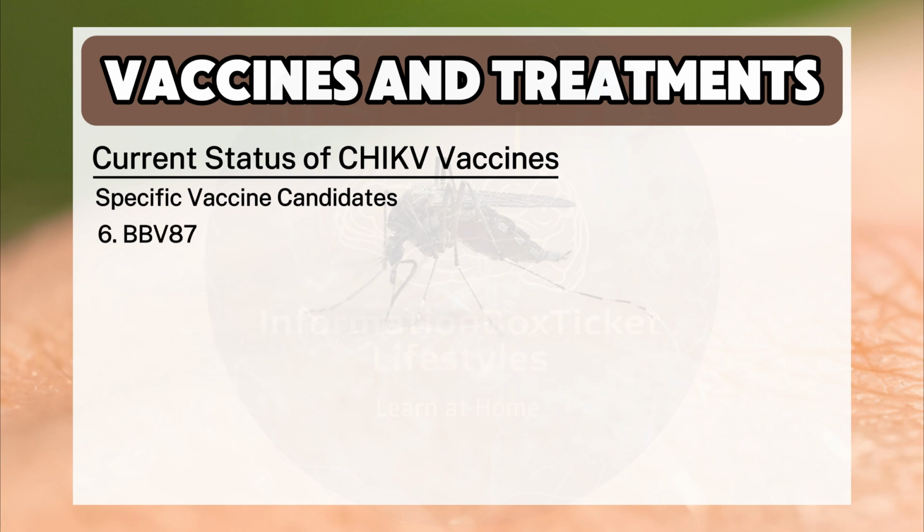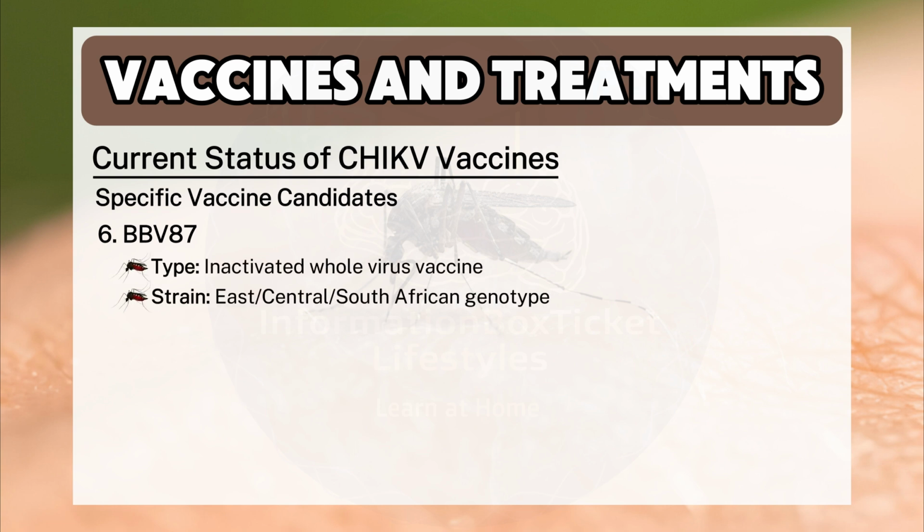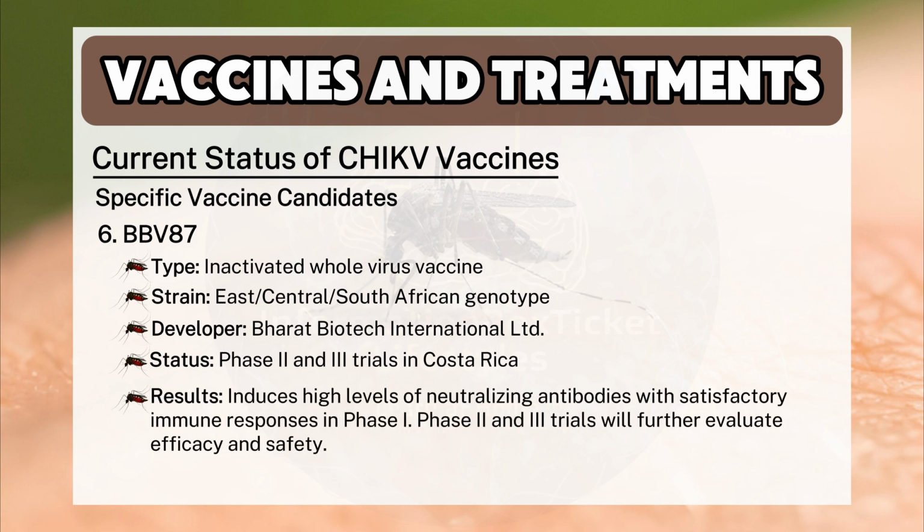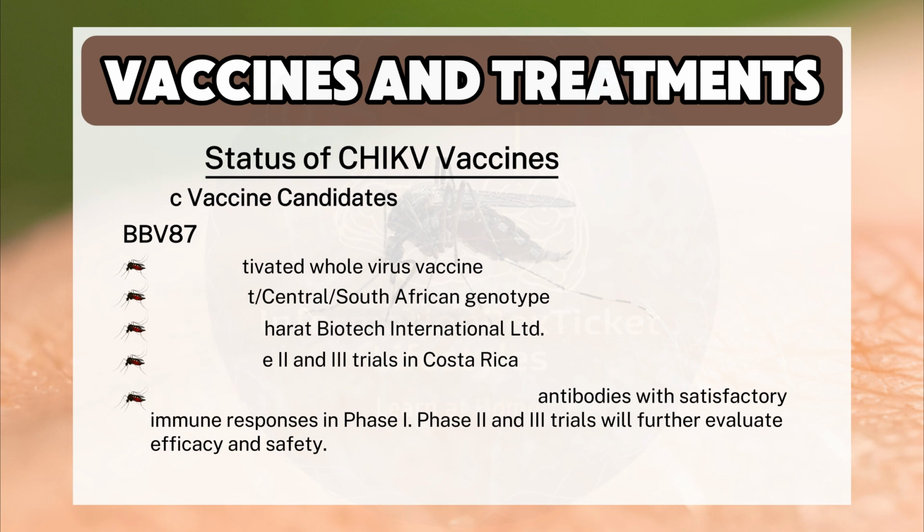6. BBV87. Type: inactivated whole virus vaccine, strain East/Central/South African genotype. Developer: Bharat Biotech International Limited. Status: Phase 2 and 3 trials in Costa Rica. Results: induces high levels of neutralizing antibodies with satisfactory immune responses in Phase 1. Phase 2 and 3 trials will further evaluate efficacy and safety.